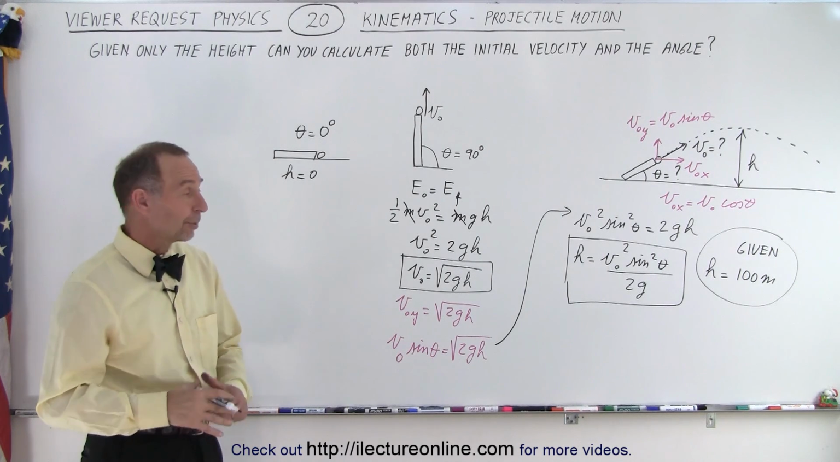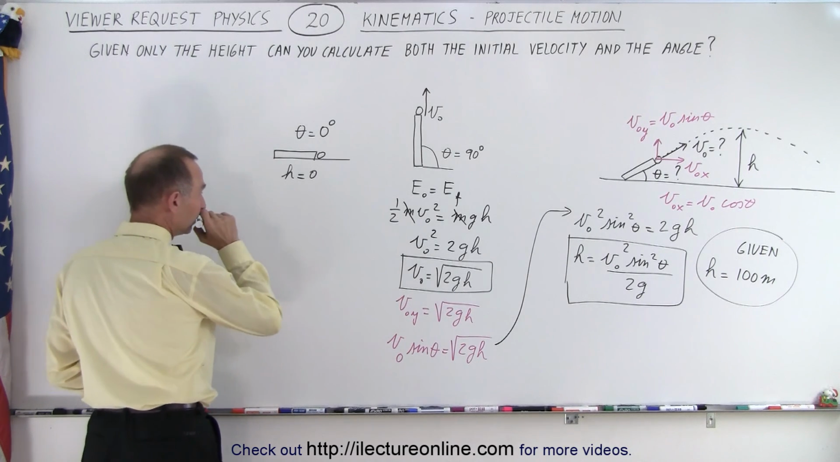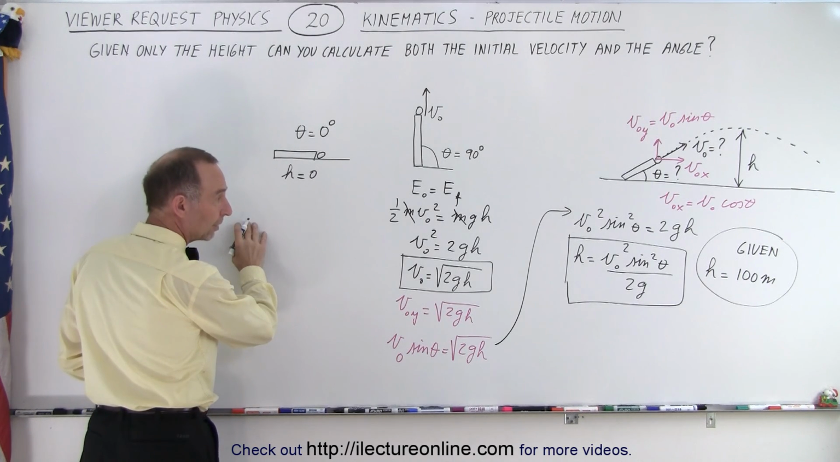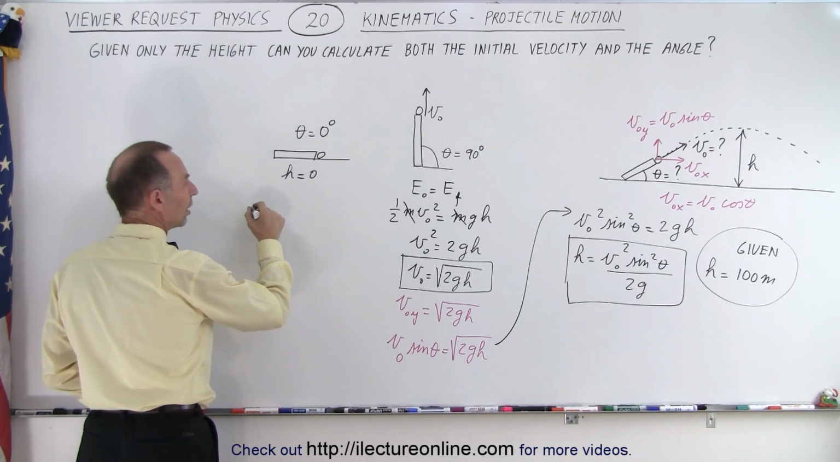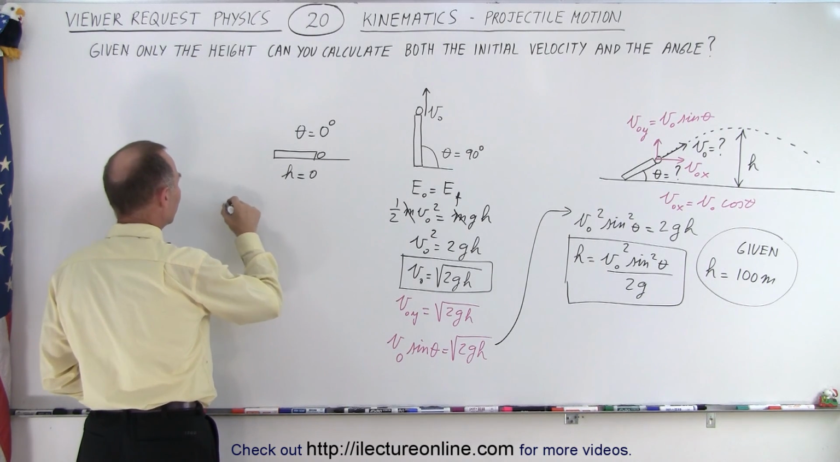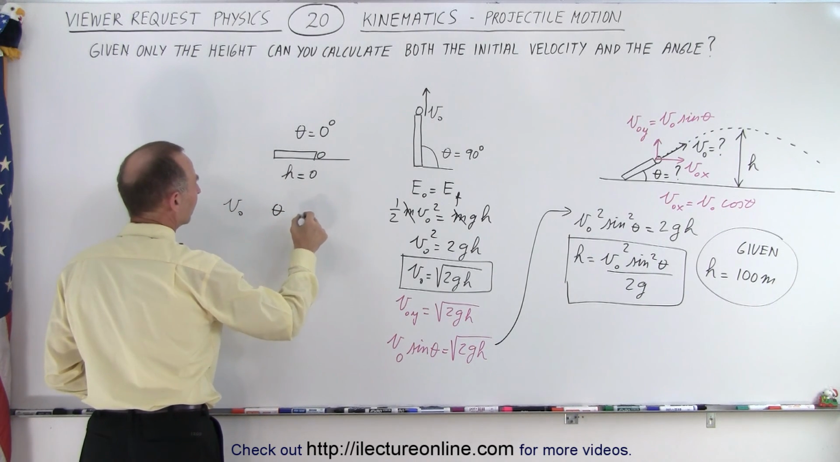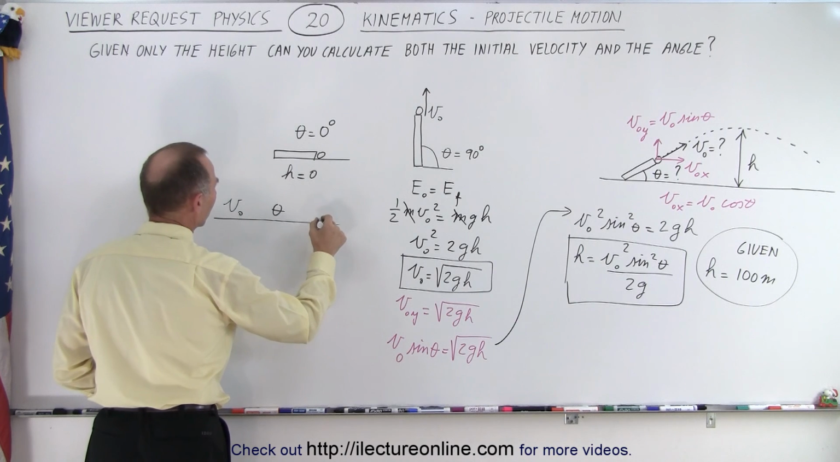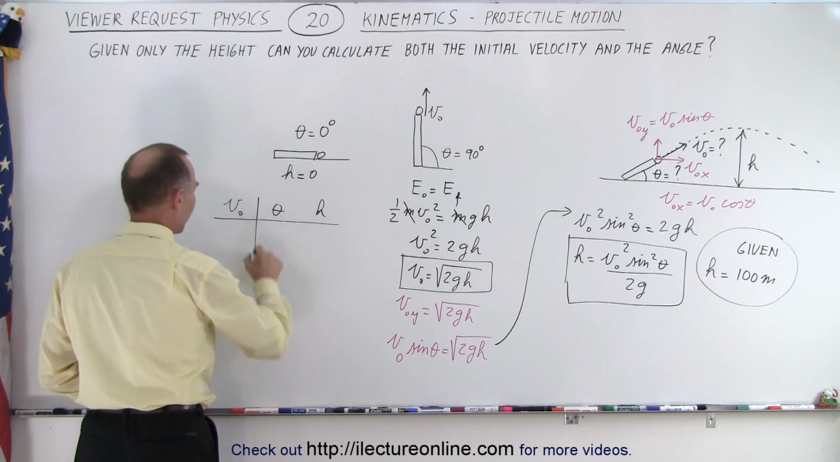Well, we can now set up a table where we can plug in certain values. So we're going to say v initial and theta and see what we get, and the height h and v initial. So like this.